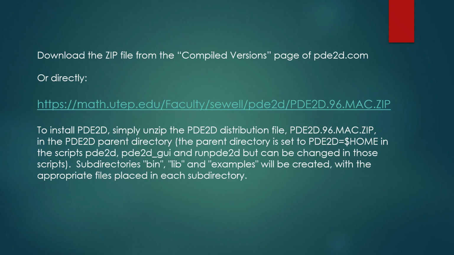You can download the zip file from the compiled versions page of pd2d.com or directly from the URL given here. You can unzip it into any parent directory, but the parent directory is set to the home directory in scripts pd2d, pd2d_GUI, and run pd2d unless you change it in all 3 files. Subdirectories of this parent directory called bin, lib, and examples will be created if they don't already exist, with appropriate files placed in each.